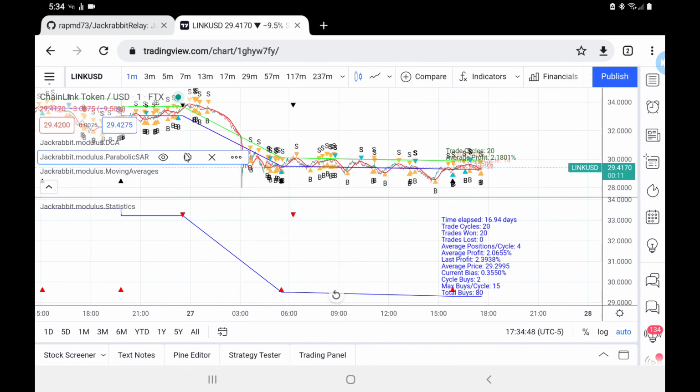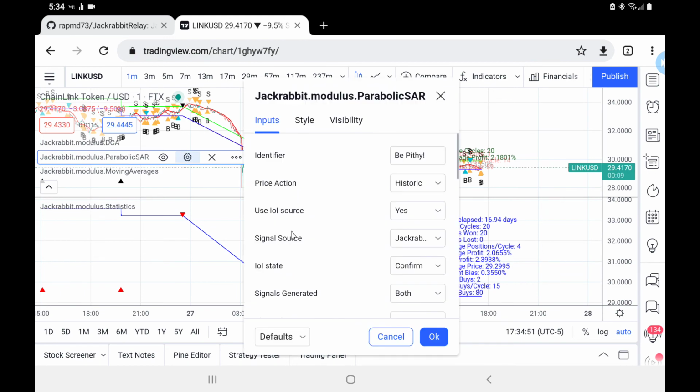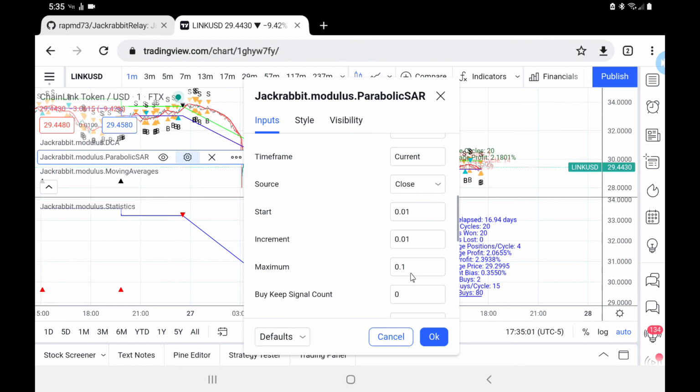Parabolic stop and reverse. Normally, this is 0.2. I have it reduced to half that so that I can cut or restrict the window that it functions in.